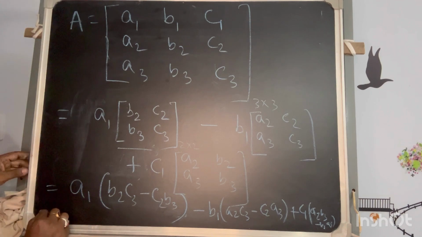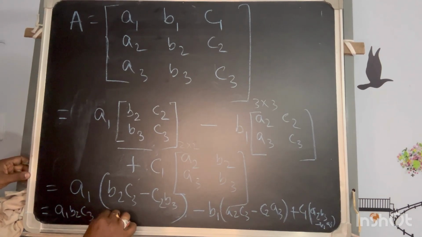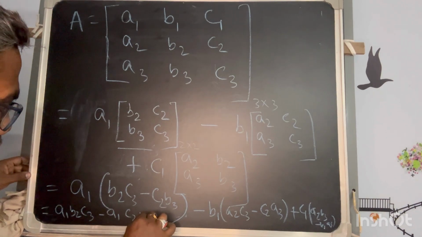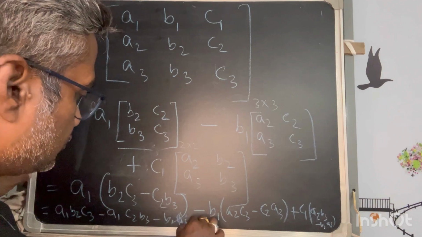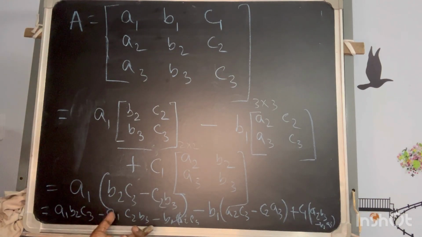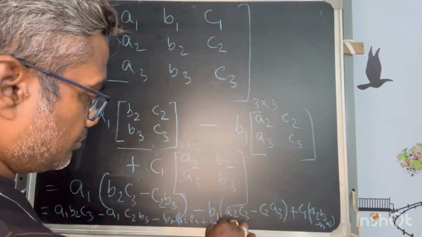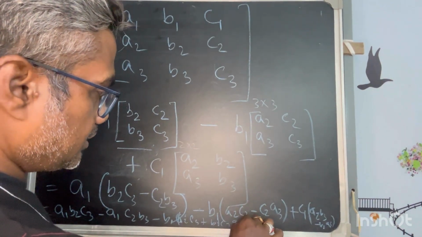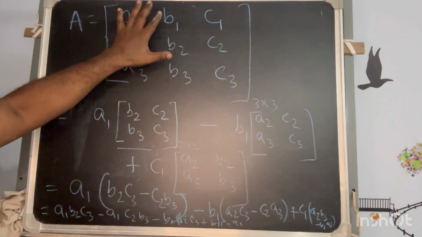Further you can multiply: A1 B2 C3, A1 C2 B3, minus B1 A2 C3, and like that. If you remove the brackets, you take the sign into consideration and change the signs accordingly. The next will be plus, minus, minus, plus, and this will be B1 C2 A3, and like that it will go. So this is the way of expanding a 3 cross 3.